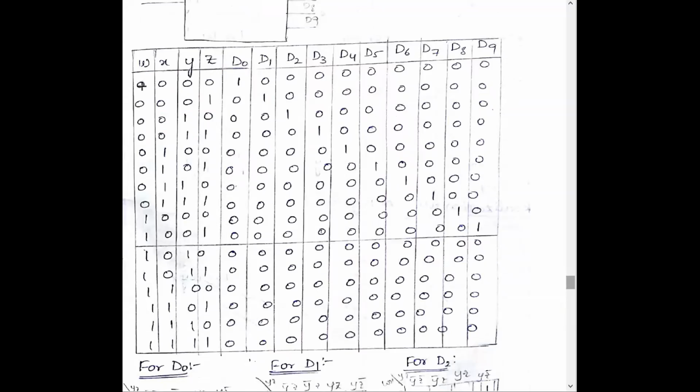I can directly write W bar, X bar, Y bar, Z bar. But now the possibility here we have the W, X, Y, Z. 0 to 9 numbers are valid numbers, and the numbers from 10 to 15 are invalid. Therefore, to write the output equation, I am taking the help of K-map. In the K-map only the D0 line is activated, so we have taken the D0 line only.